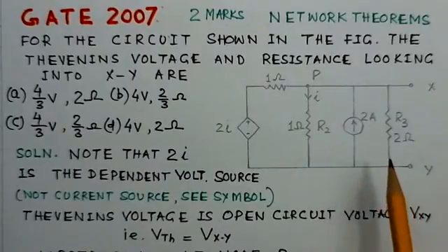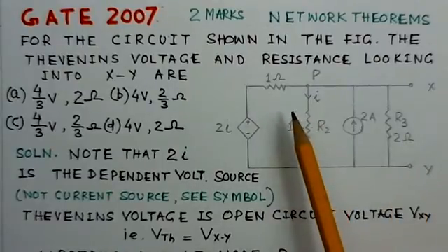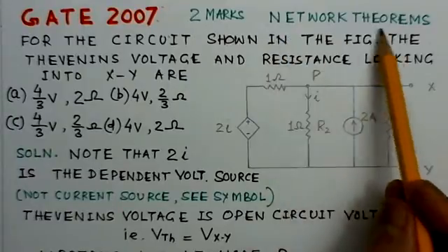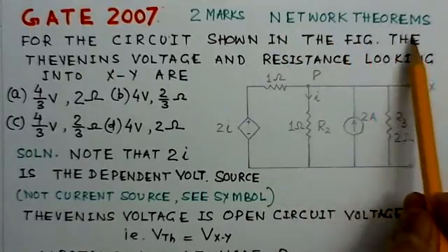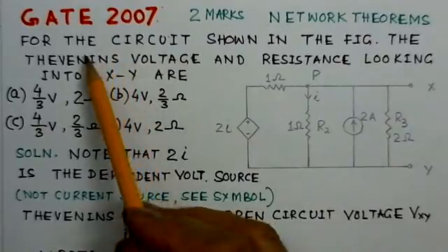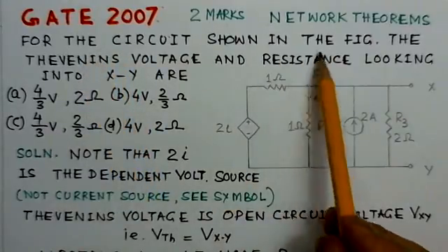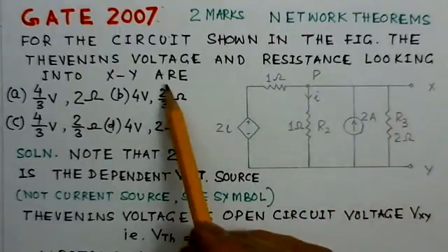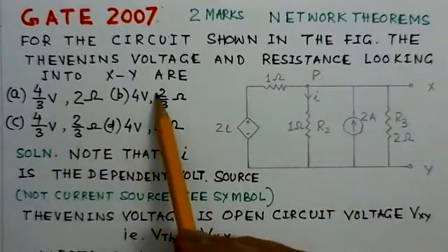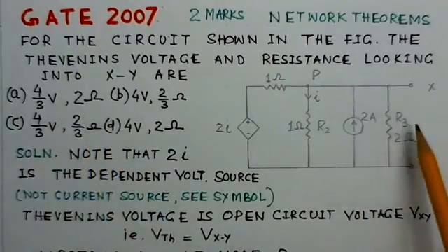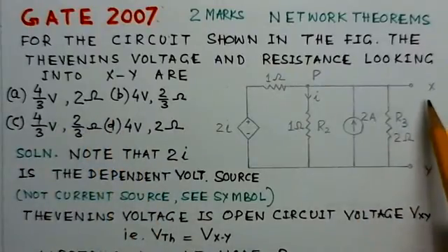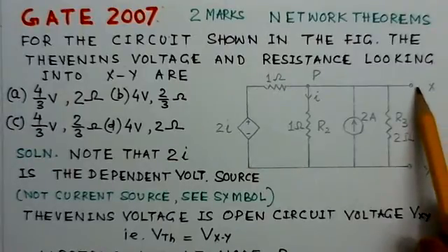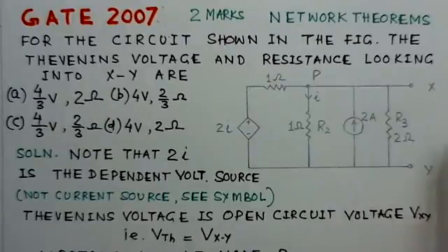The present problem is of GATE 2007. It's of 2 marks. It's also based on the network theorems. We'll read out the problem. For the circuit shown in the figure, the Thevenin's voltage and resistance looking into XY are. There are 4 options here. We have to find in this circuit the Thevenin resistance and the voltage at the terminals XY.